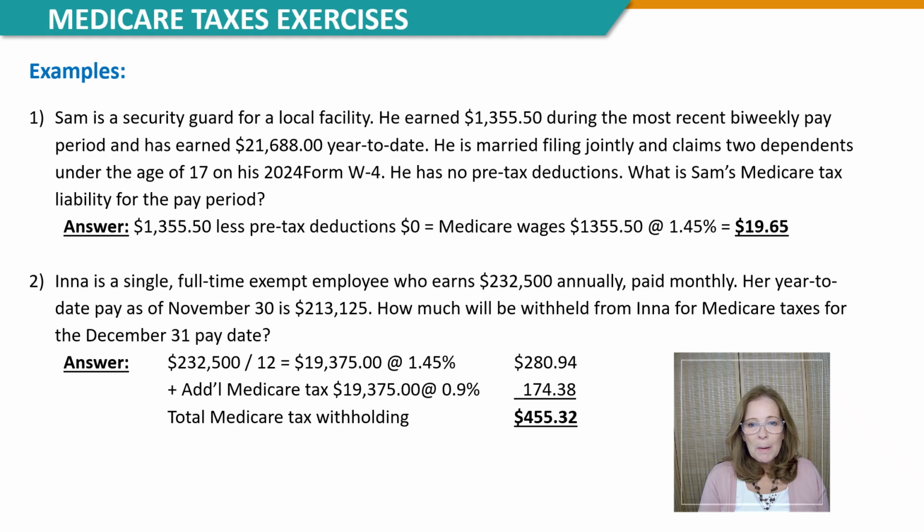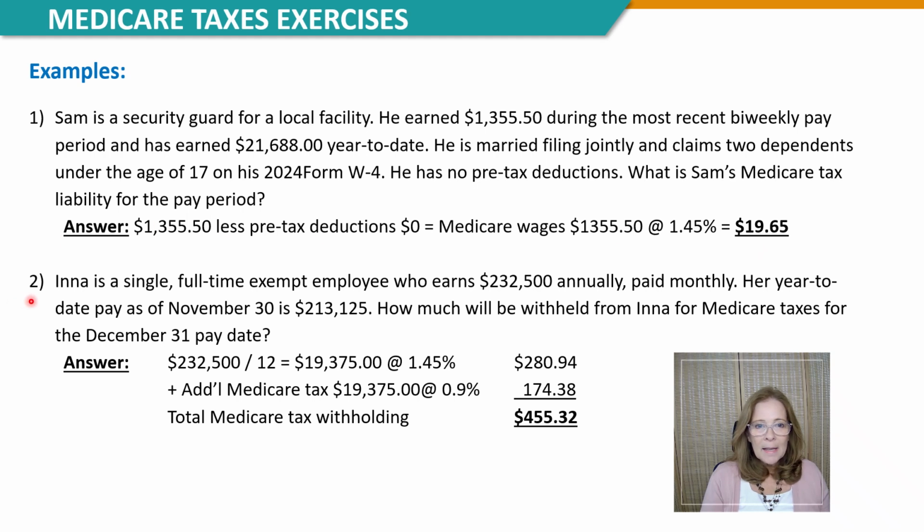Well, first thing to remember is that the Form W-4 for federal tax withholdings and the dependents do not impact the Social Security and Medicare tax withholdings. So we can start with calculating the Medicare wages by first looking at the wages per pay period and whether there are any pre-tax deductions. In this case, there are no pre-tax deductions, so the calculation in this case is $1,355.50 times 1.45%, which equals $19.65.